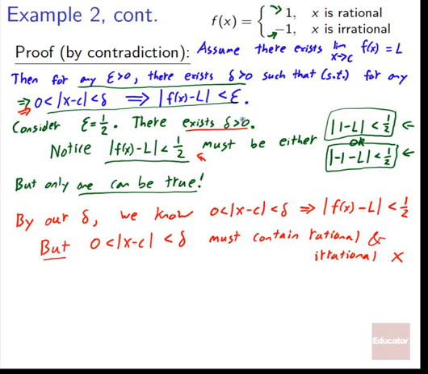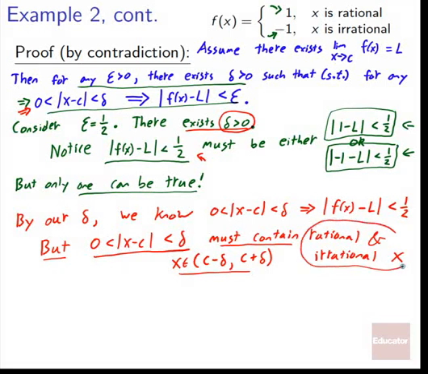Since we know that delta has to be greater than 0, and our x is within delta of c, it's within the interval c minus delta to c plus delta. Well, any interval, because remember, rationals and irrationals are right on top of each other, so this interval, the one set up by 0 is less than the absolute value of x minus c, which is less than delta, must contain both rational and irrational x values.